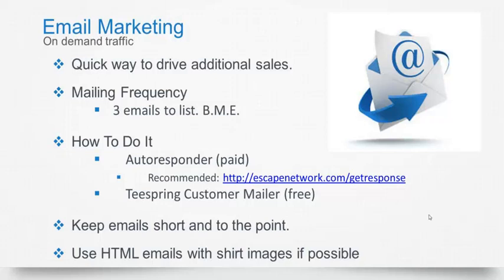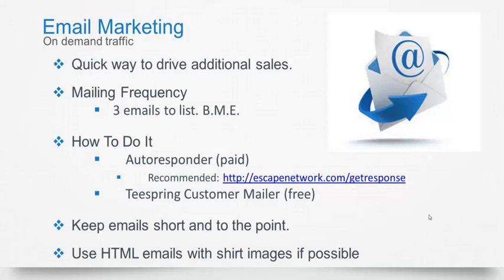Okay, so back to it. Next up, if you don't have an autoresponder and you can't handle it, and you don't want to build a list, you can use the Teespring built-in customer mailer to email your past customers. To do this, you must have run a campaign in the past and sold to some customers. Once you've done that, you now have a captive email list that you can email your new shirts out to. And every time you run a successful campaign, you can mail more and more customers. So I'm going to show you how to do that.